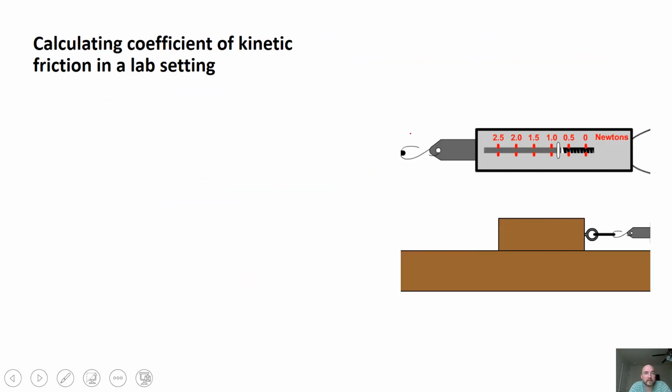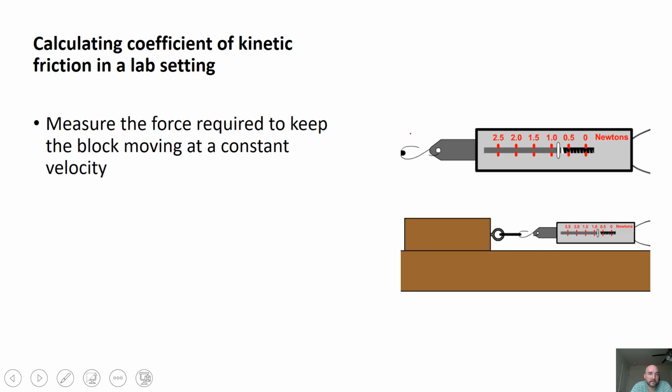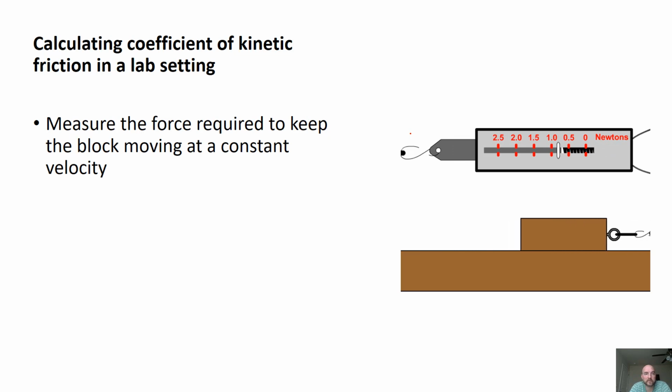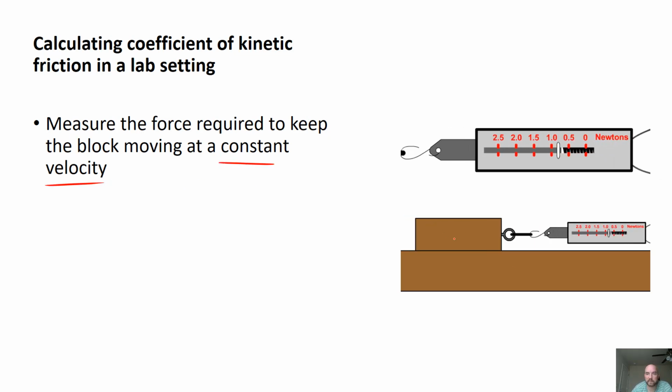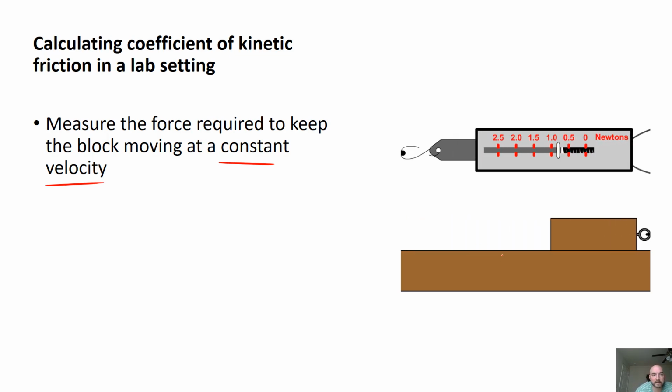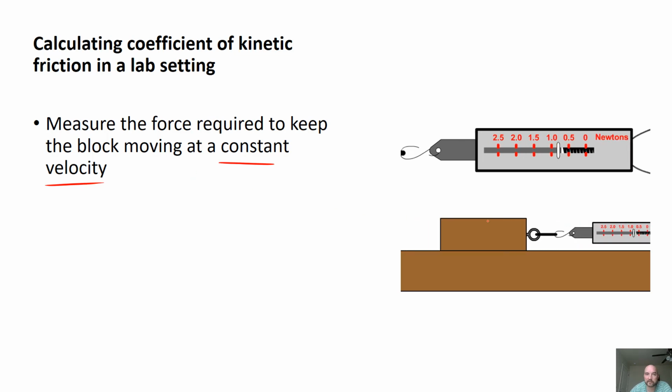Okay, calculating the coefficient of kinetic friction in a lab setting. To calculate it, we're going to do a lot of the same thing that we do to determine the force of friction. We're going to measure the force required to keep this block, or whatever we were trying to find the friction of, moving. Some people like to use a shoe on the ground in lab settings, but you're going to try to determine it when you have constant velocity.